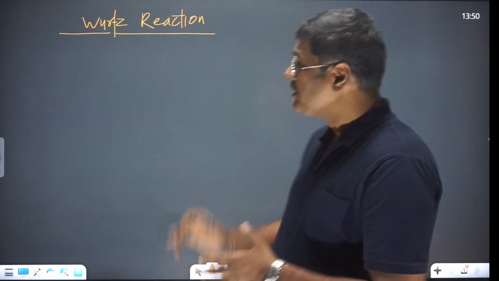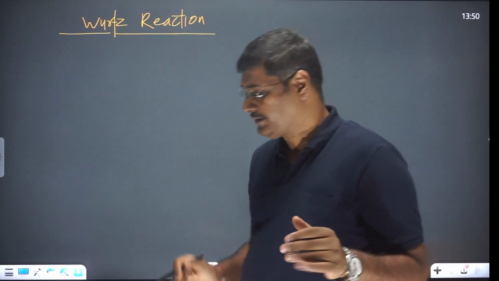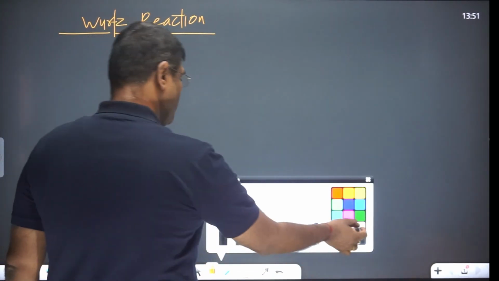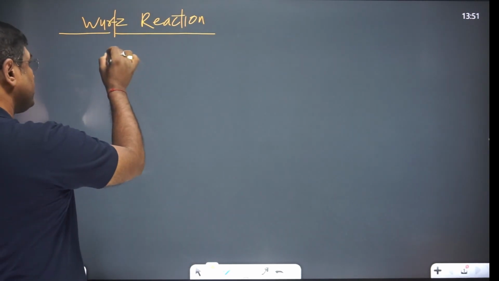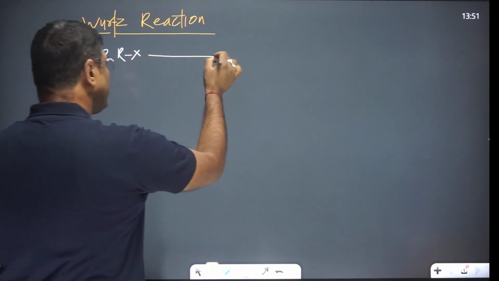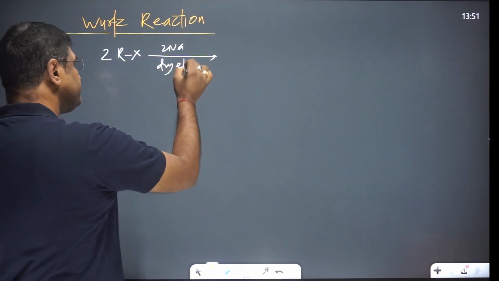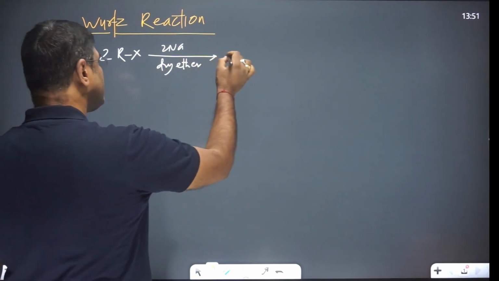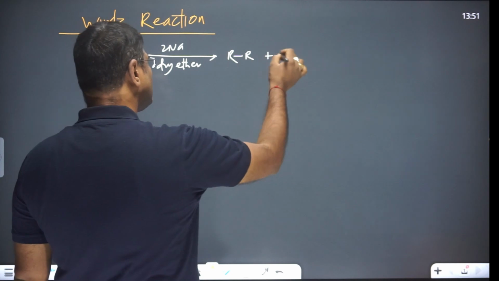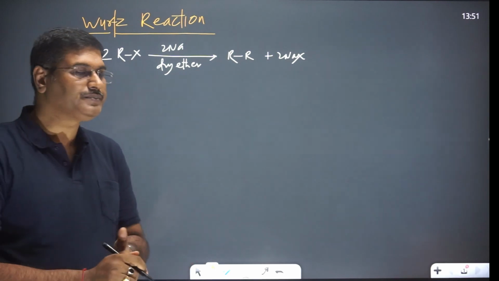Hi, today we'll discuss the Wurtz reaction, one of the very important reactions of the alkyl halides, right? So I just start here from scratch. 2RX on treatment with sodium in dry ether gives R-R plus 2NaX. This is a kind of coupling reaction.